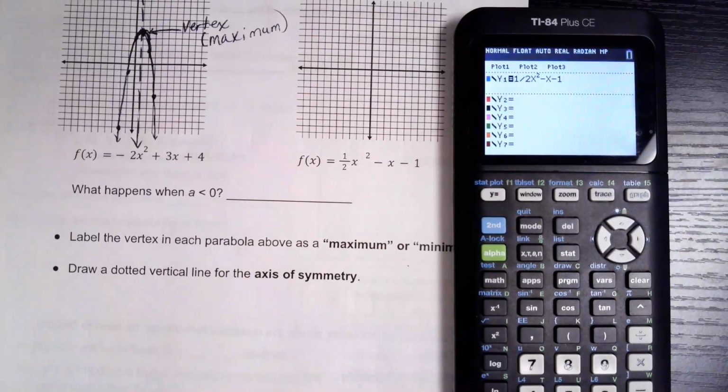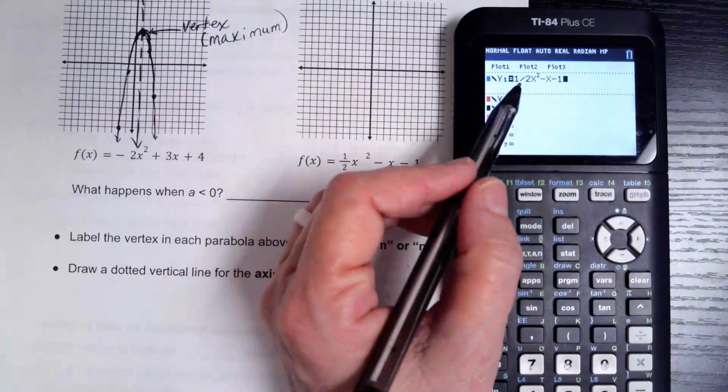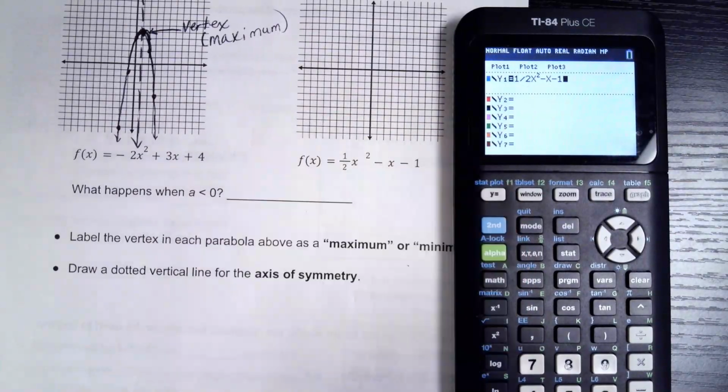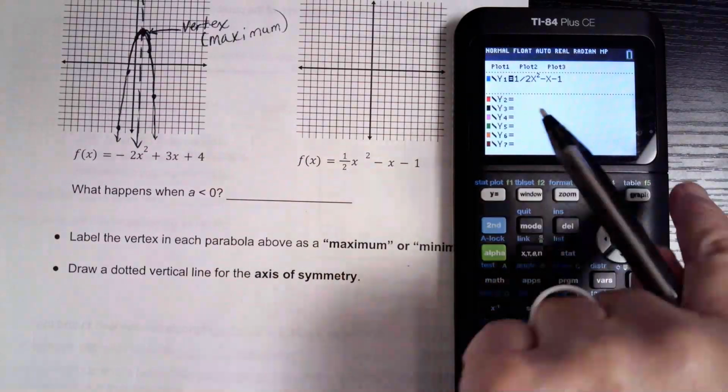If I go to my table, it might give me decimals where your table might give you fractions if you entered it as the numerator over denominator. But first, let's just get a sketch of the graph.